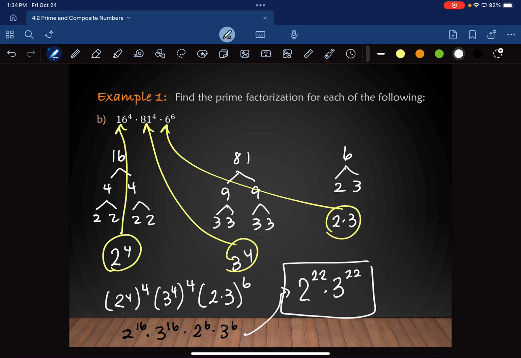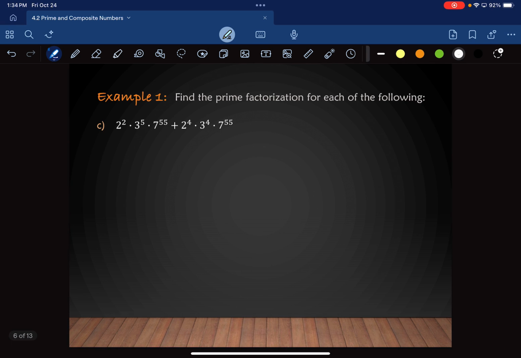Okay, let's take a look at C. C looks partially factored as well, or at least kind of like the last one, but what's different about it? There's addition, and that addition does change things.